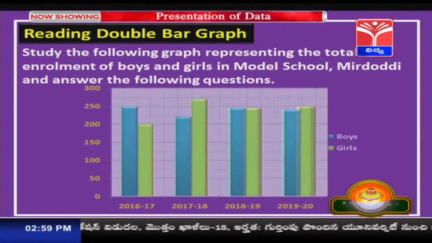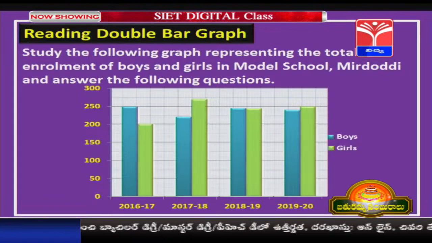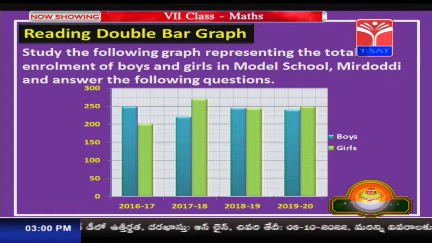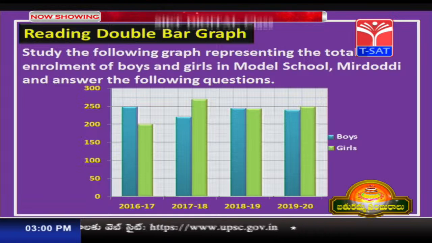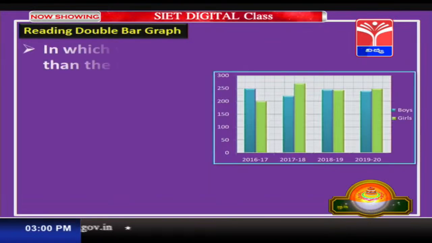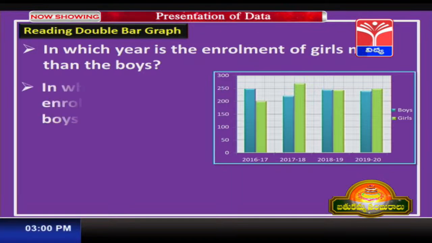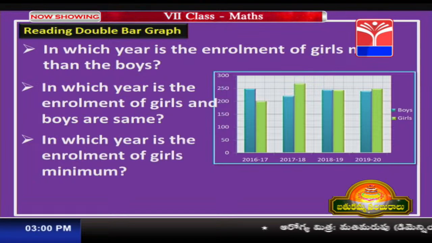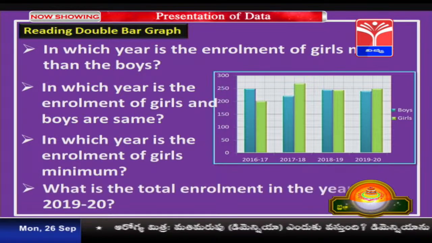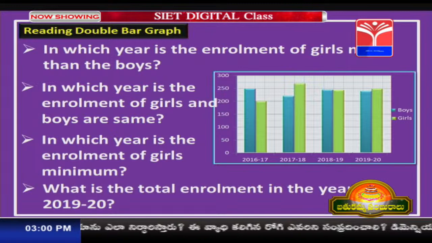So, here is a question, that is the graph represents the total enrollment of boys and girls in model school Mirdodi, right. So, the various years are given, academic years 2016-17, 2017-18, 2018-19 and 2019-20. Okay. So, what is that we are going to answer here? Yes, in which year is the enrollment of girls more than boys, and in which year is the enrollment of girls and boys are the same, in which year is the enrollment of girls minimum, and finally, what is the total enrollment in the year 2019-20. So, let us answer these questions children.